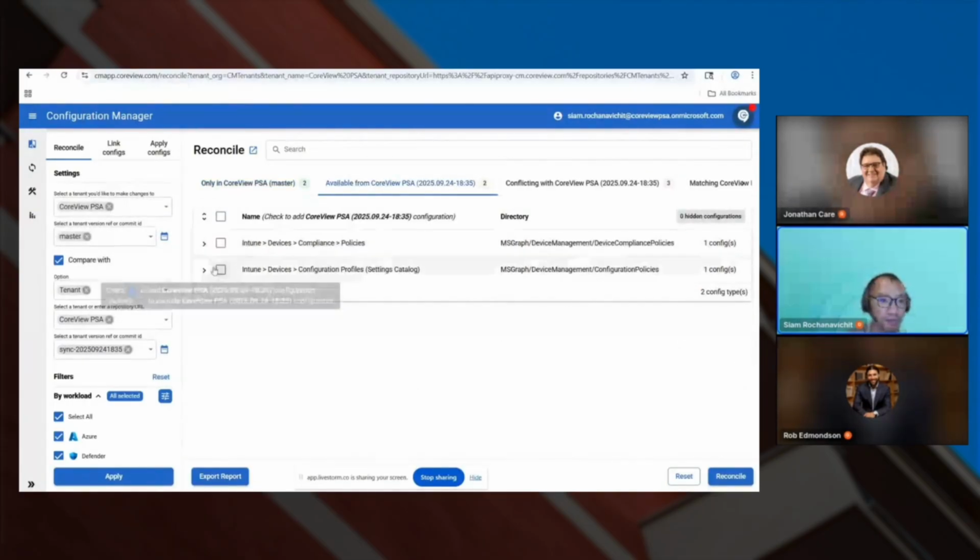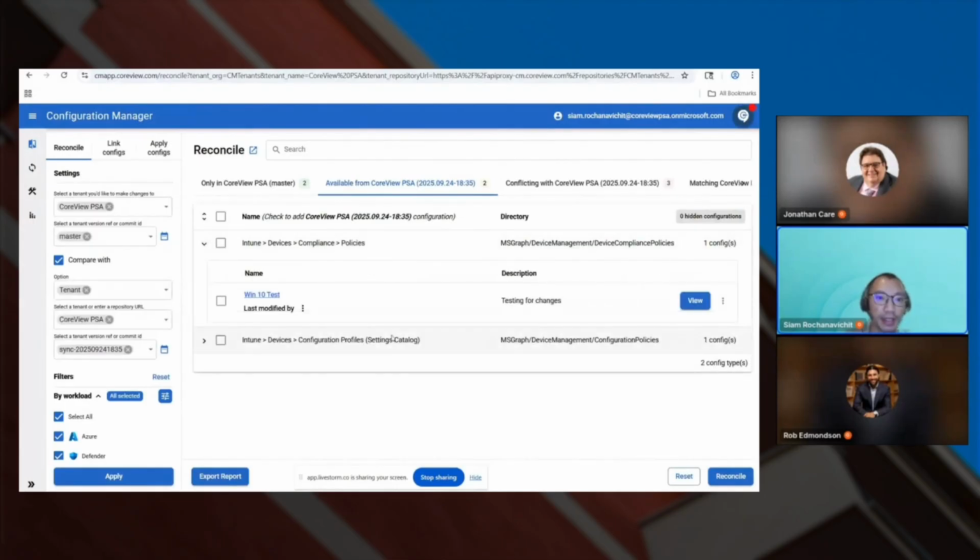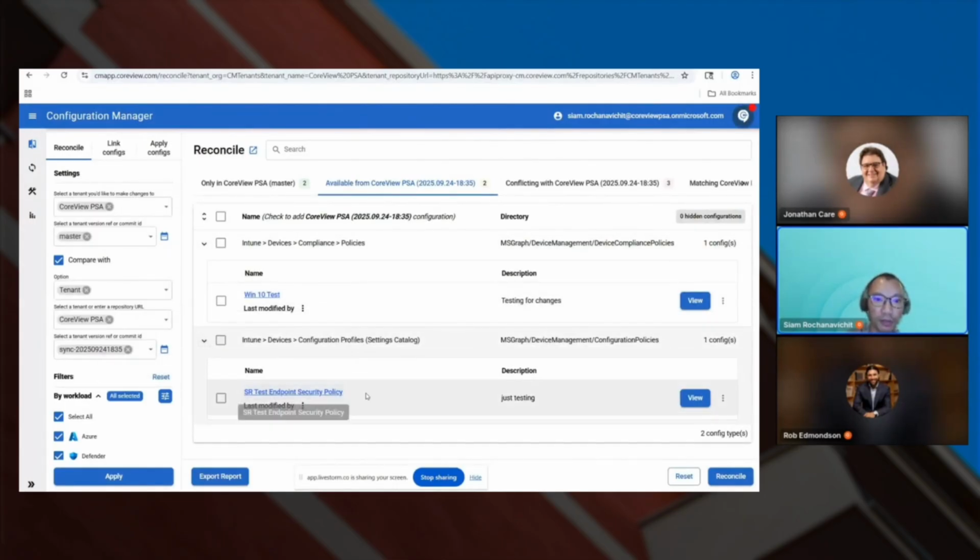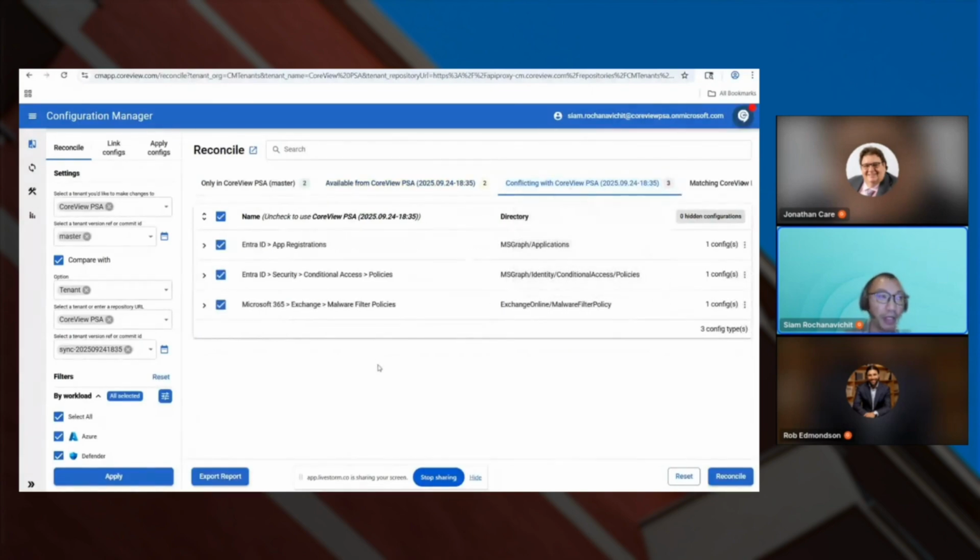Available from means, just like you saw within that drift, someone had deleted something. Maybe it's this compliance profile, maybe it's this configuration profile. And if I need to restore something, I could always check the box to stage the restoration. Conflicting with means someone had modified an attribute within that configuration. So something like a conditional access policy.